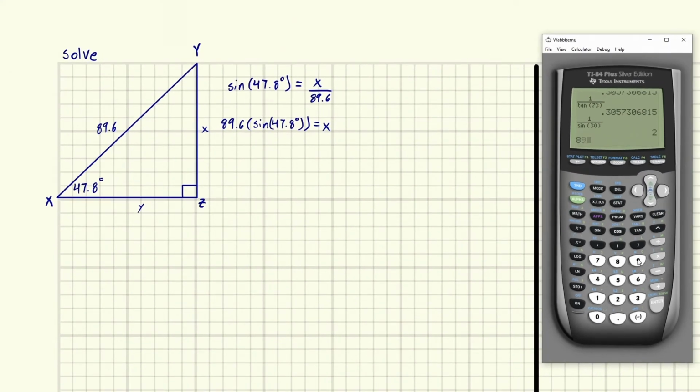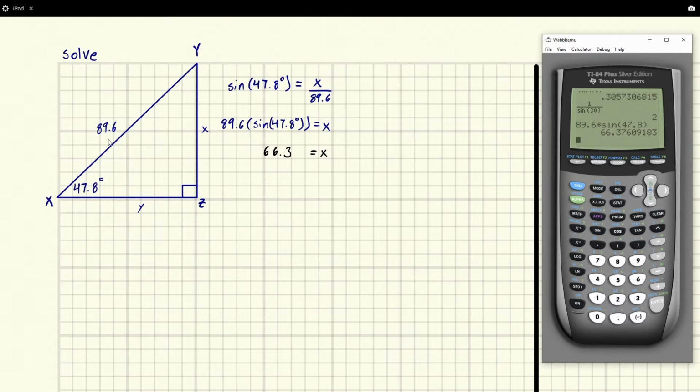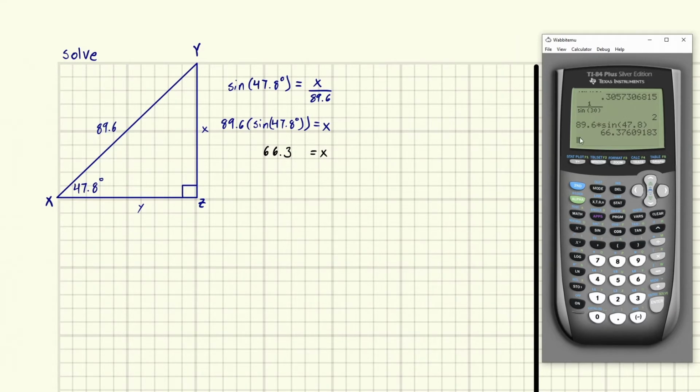Now we can evaluate this. We're going to plug in 89.6 and multiply by sine of 47.8. Make sure your calculator is in degree mode. And we get x is equal to 66.37. Well, here we only had one decimal of accuracy, so we're going to round to one decimal as well. So I'm going to make it 66.4, and that is our x. So this x is equal to 66.4.